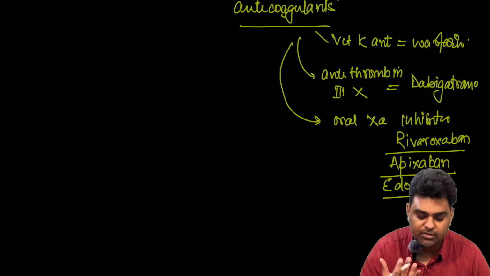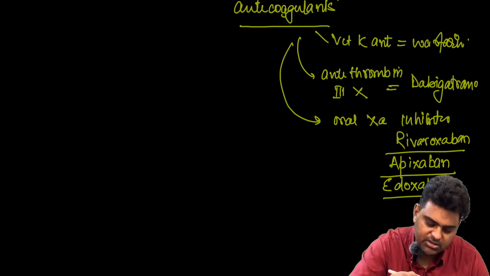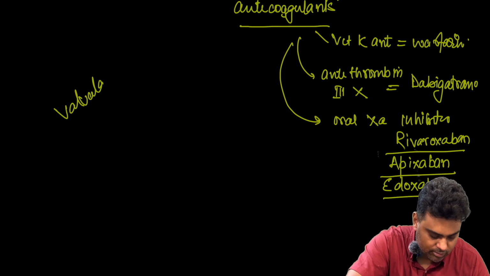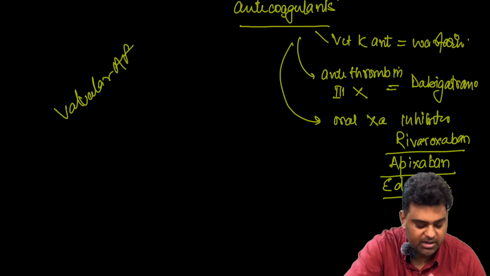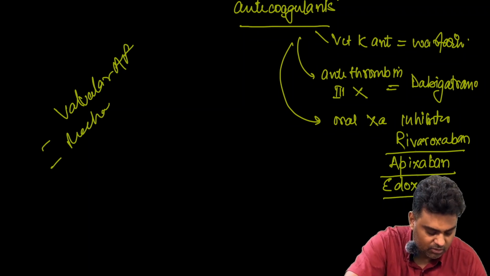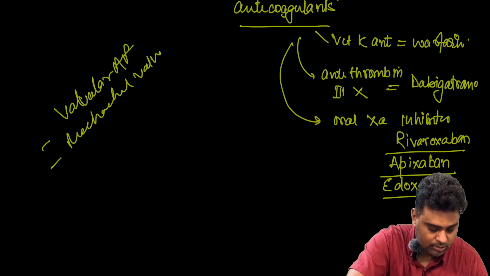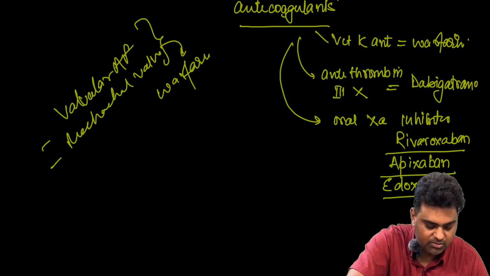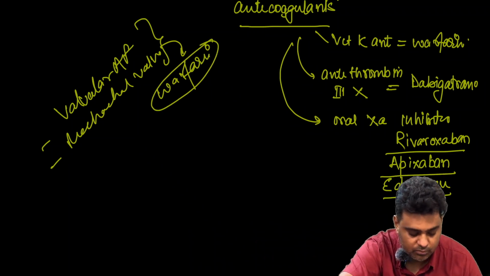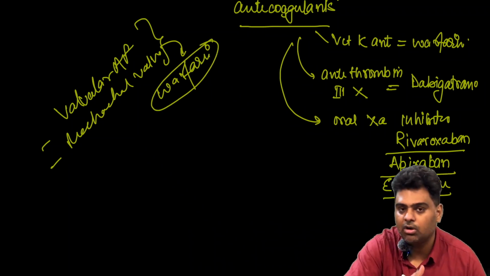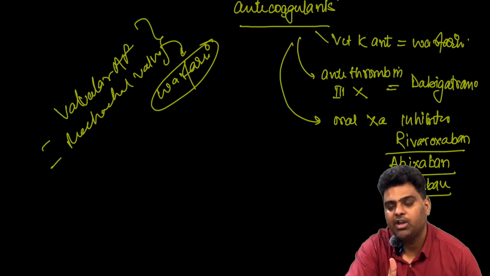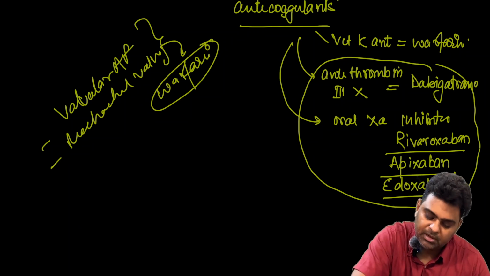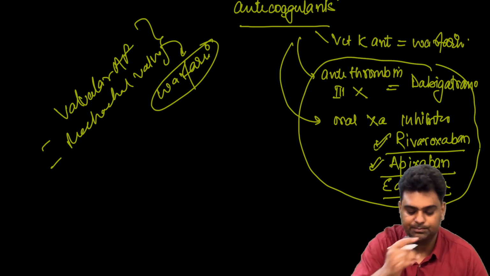Now, which to use and which not to use? Please remember, if the patient is having valvular AF, that means AF is because of the mitral stenosis, or the patient is having mechanical valve, in these cases the best anticoagulant is warfarin. Studies have found that warfarin is best, so here you have to use warfarin. In other non-valvular AF, in non-mechanical valve AF, you can use any of these. But most of the people are using rivaroxaban or apixaban.